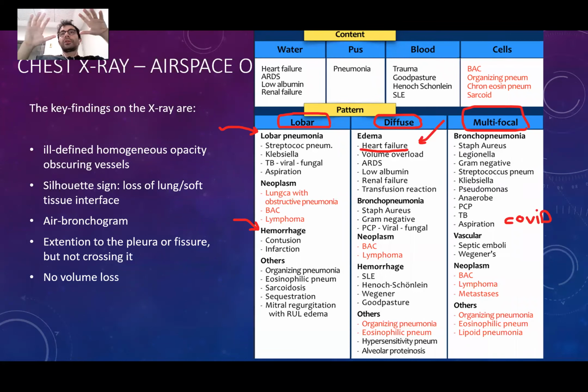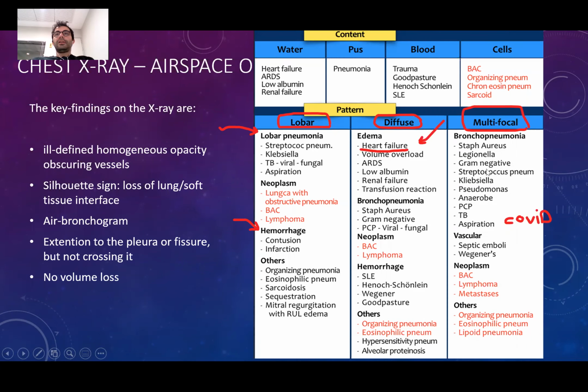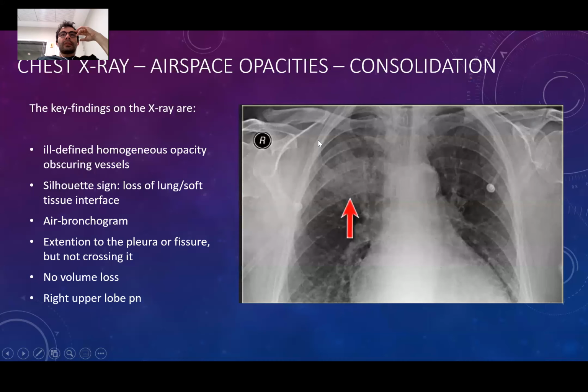When it is diffuse, we should always remember heart failure. I will come to this. When it is multifocal, not localized to only one area but here and there, I should always think of, for example, COVID, right? Tuberculosis and other pneumonia bacteria can also cause this. But normally, bacteria like staph or gram-negative bacteria cause lobar pneumonia. Okay.